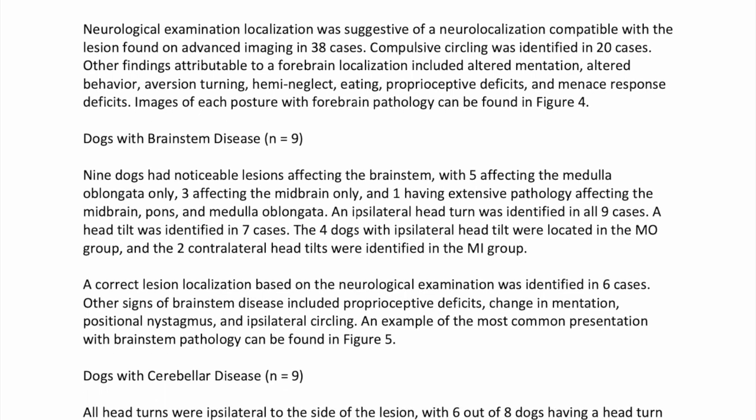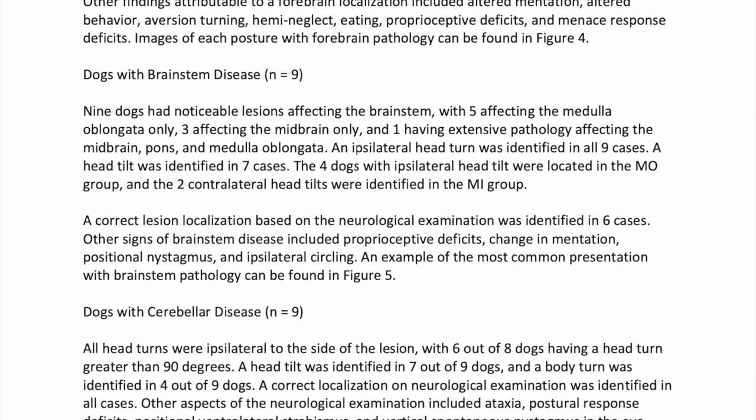Neurological examination localization was suggestive of the neurolocalization compatible with the lesion found on advanced imaging in 38 cases. Compulsive circling was identified in 20 cases. Other findings attributable to a forebrain localization included altered mentation, altered behavior, aversion turning, hemi-neglect, eating, proprioceptive deficits, and menace response deficits. Images of each posture with forebrain pathology can be found in Figure 4.